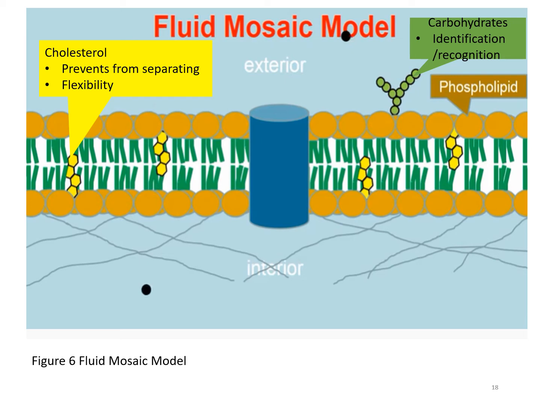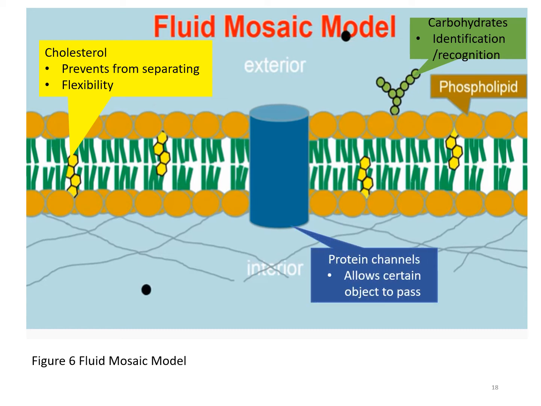In the middle, you can see channels. These are actually protein channels. It is made up of protein and allows certain objects to pass, unlike the cell membrane, which allows oxygen and carbon dioxide. But a longer molecule or even a charged molecule, for example glucose, is unable to pass through this lipid bilayer. But the cell needs glucose, so glucose is actually taken in through these protein channels.